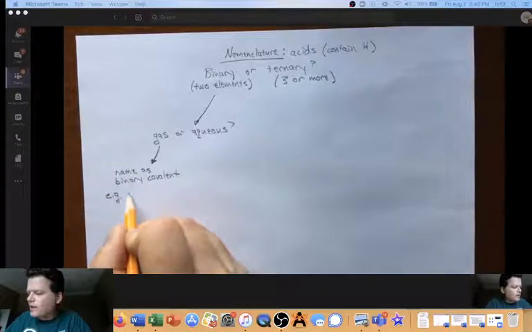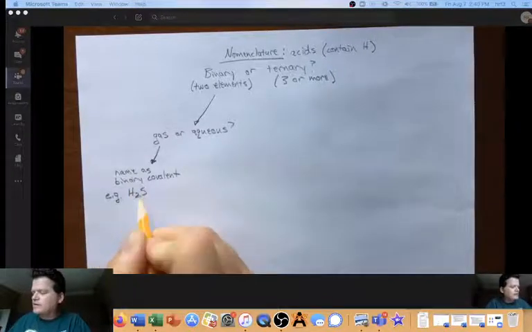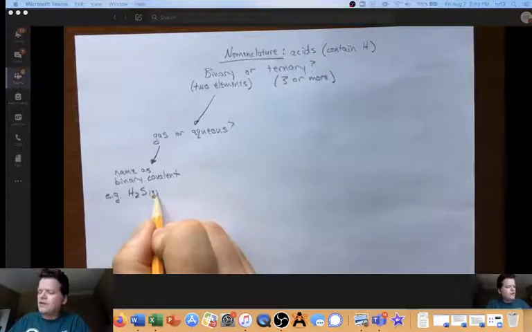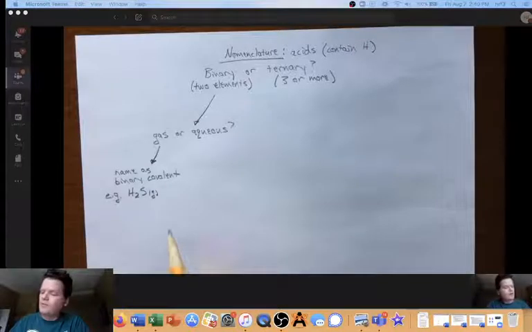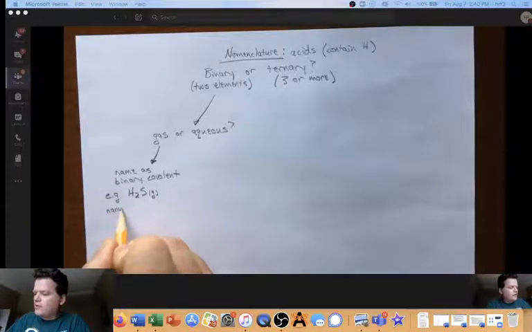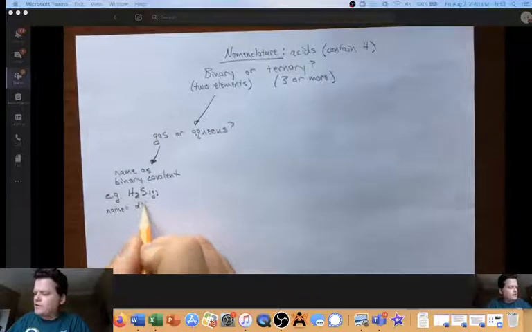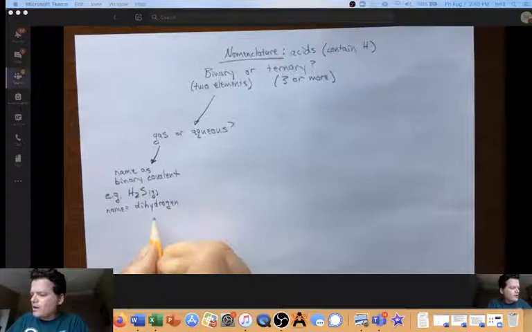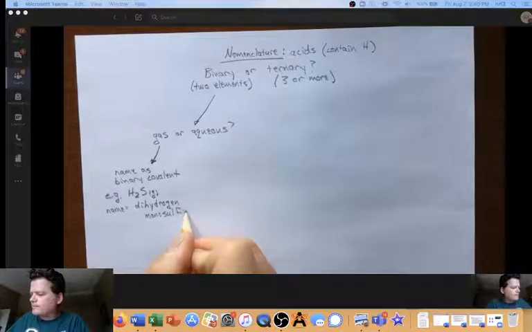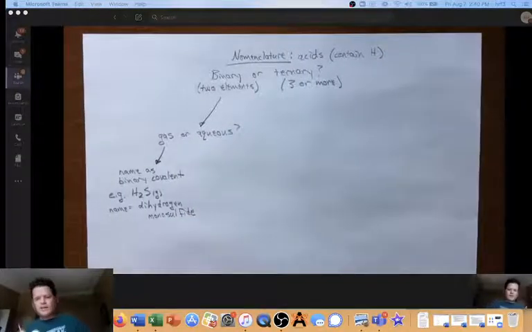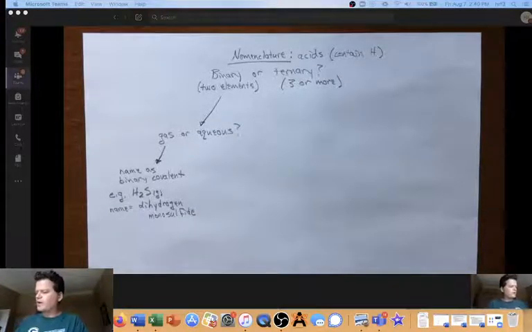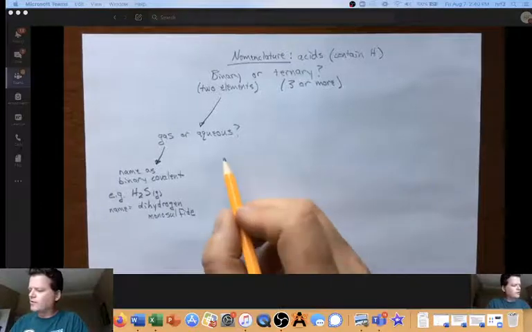So for example, if I had H2S, there I have two hydrogens, and if this is a gas, I name it as a covalent compound. So the name would be dihydrogen, di for two, monosulfide, mono for one. And again, sometimes the mono is omitted, but that would be the appropriate name, dihydrogen monosulfide or dihydrogen sulfide.